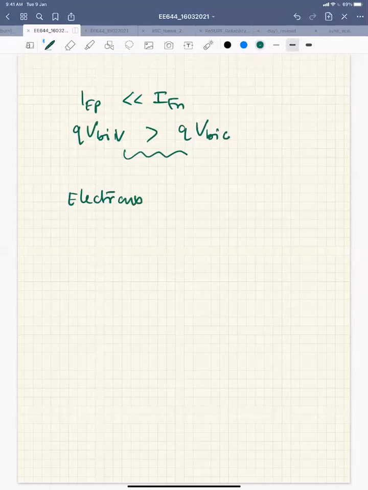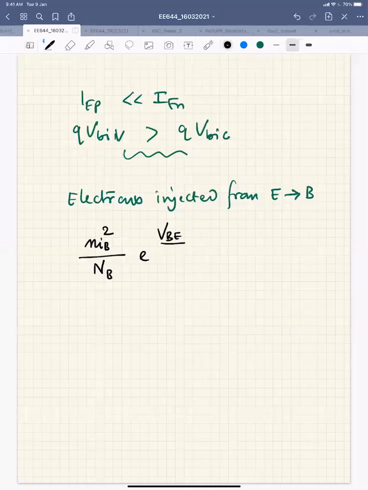Questions here? Your electrons injected from E to B is nothing but Ni base squared divided by the base doping, times exponential of Vb by Vt minus 1. Here my NIB is increased. If you see, NIB is increased because your base has a lower band gap.